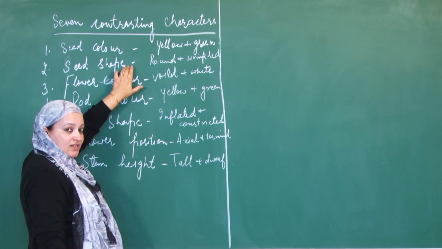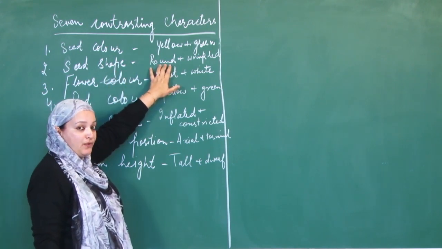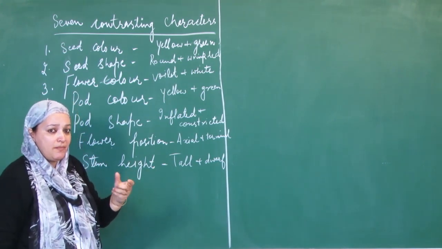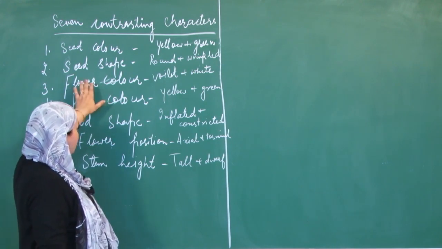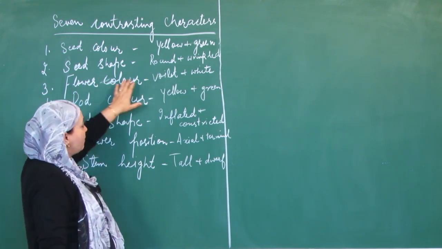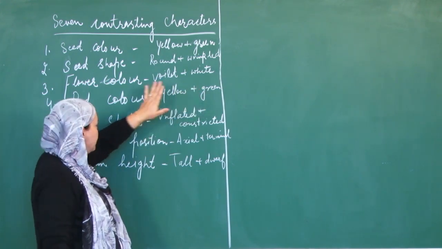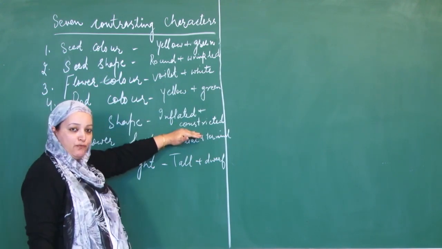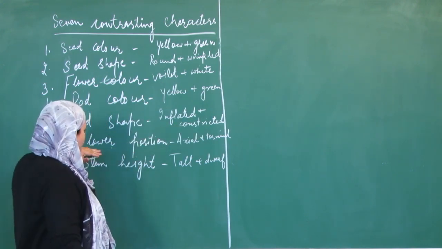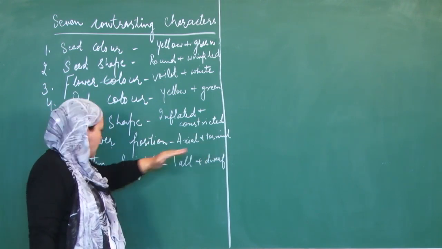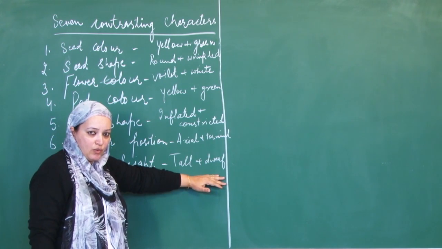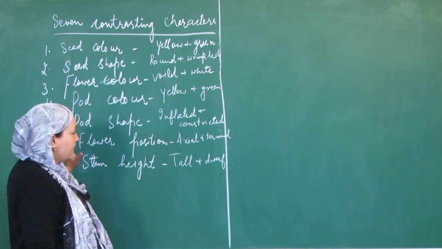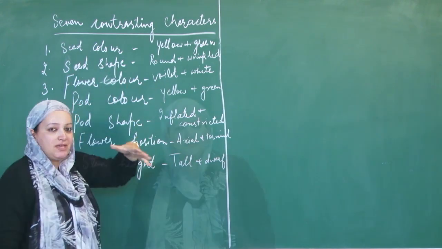Seed shape, second contrasting character, he was able to find round and wrinkled seeds. Then flower color, it was violet and white. Pod color, yellow and green. Pod shape, inflated and constricted. Flower position, axial and terminal. And stem height, tall and dwarf. These were the 7 contrasting characters which Mendel found while doing his crosses.